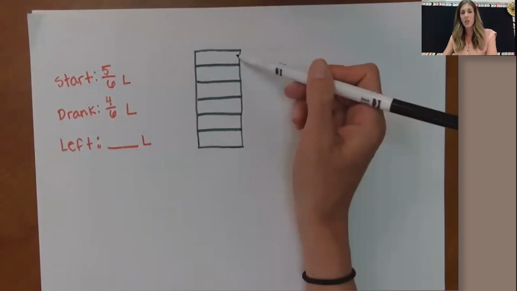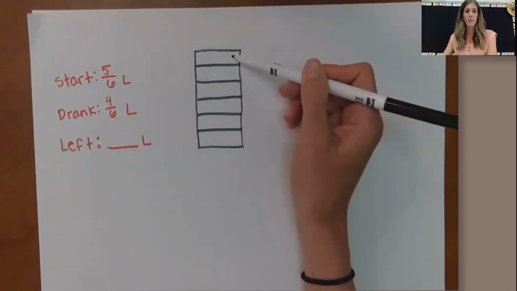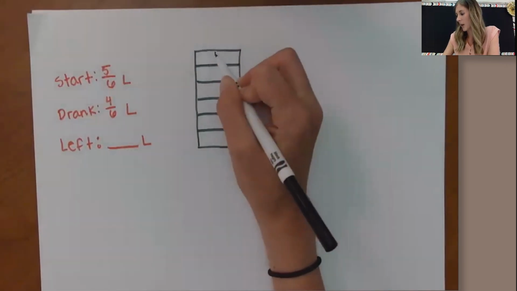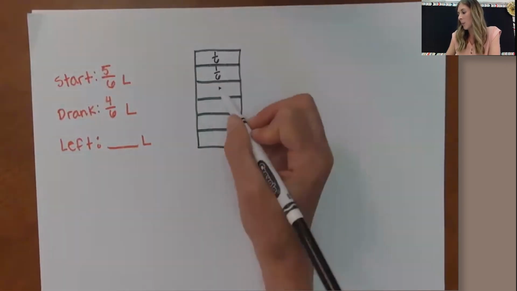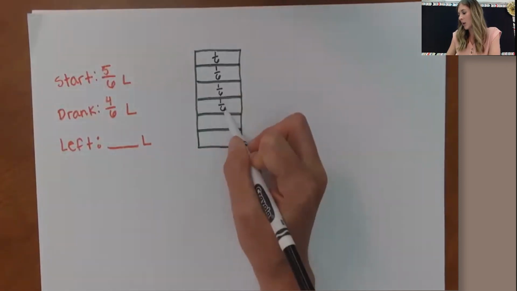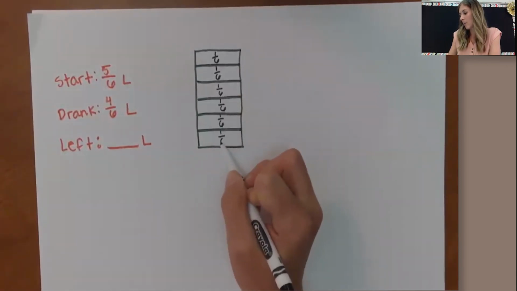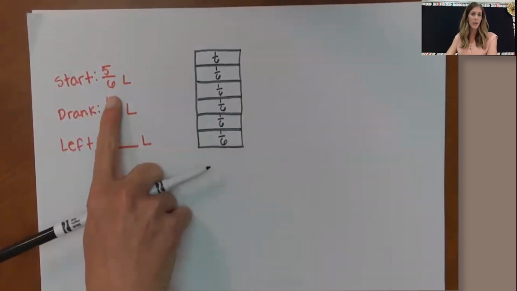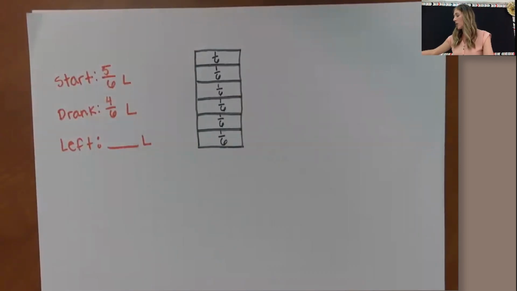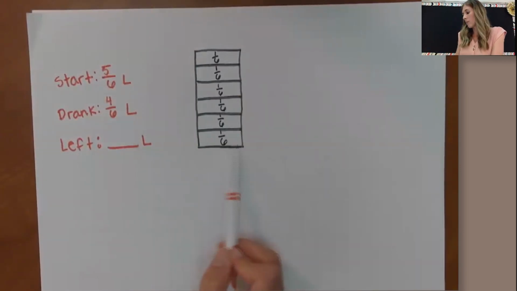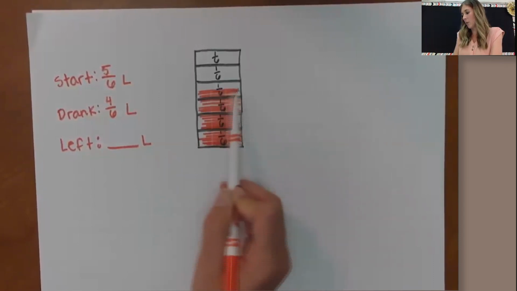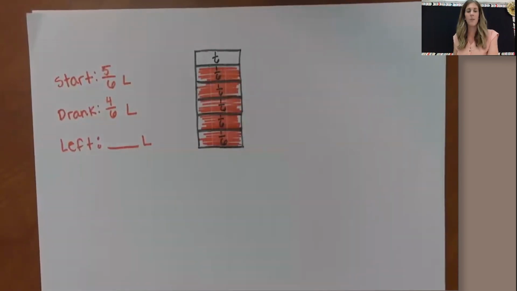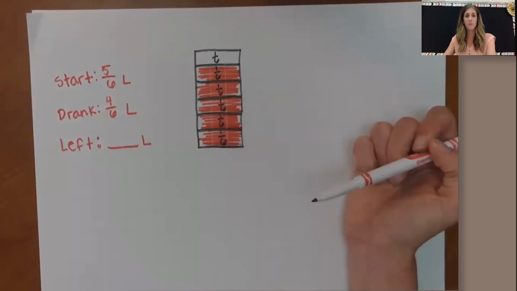So what fraction would name one of these pieces? 1/6, very good. So each one of these pieces represents 1/6 of a liter. And we know that he started with 5/6 of a liter of water. So we can shade our model to represent the water that he started with. 1/6, 2/6, 3/6, 4/6, 5/6. So his water bottle wasn't all the way full to begin with. It was only 5/6 full.